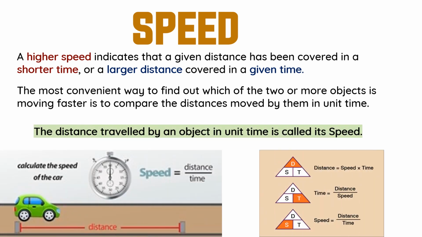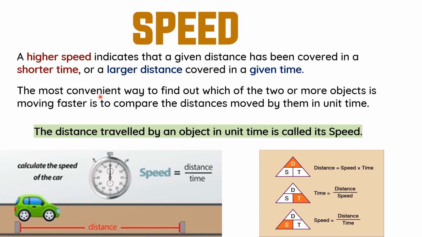Speed. We are very familiar with this word speed. There are two ways of calculating speed. First we will see the first way. A higher speed indicates that a given distance has been covered in a shorter time. I'll tell one example. Two cars, car 1 and car 2, and we give a distance of 10 kilometers.